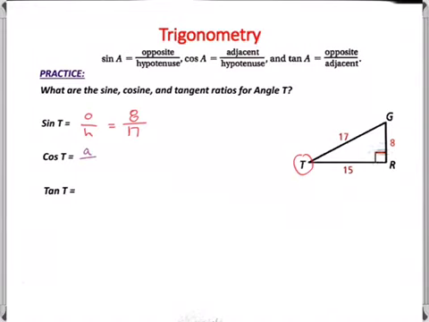Cosine, adjacent over hypotenuse. So that means we're going to have the side beside it. So this is 15 over hypotenuse, which is 17. And then tangent is opposite over adjacent. So that means 8 over 15.